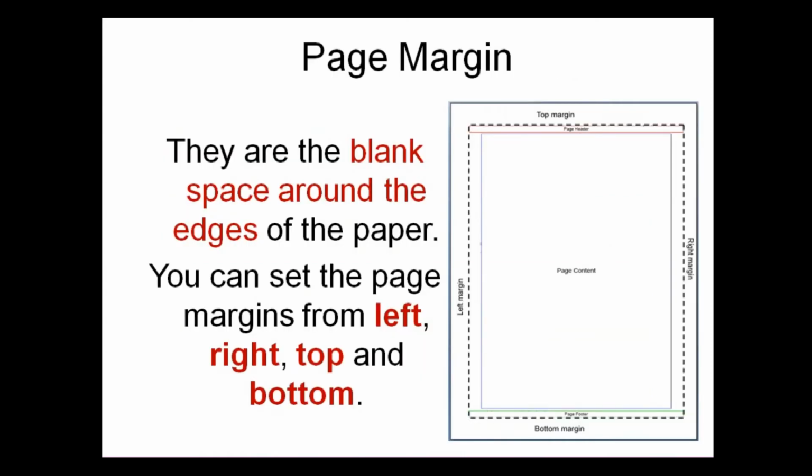Now next is page margin. As you can see in the image, there are some blank spaces around the edges of the paper. Okay. You can set the page margins from left, right, top and bottom. So in the given picture, left margin, top margin, right margin and bottom margin are there. Margins are the blank space around the edges of the paper.